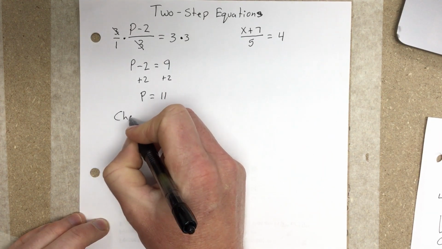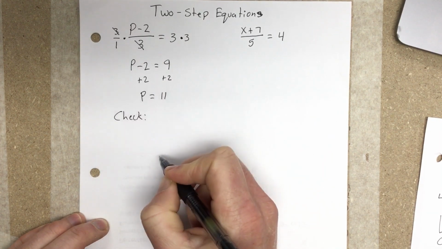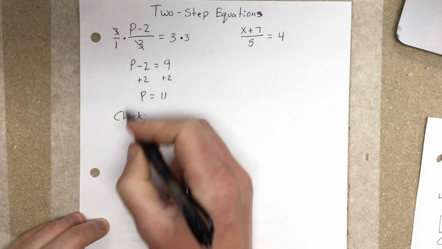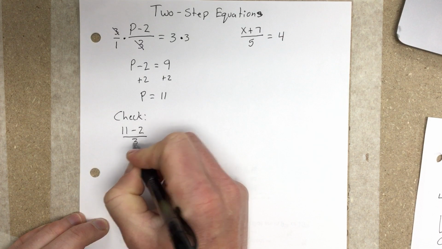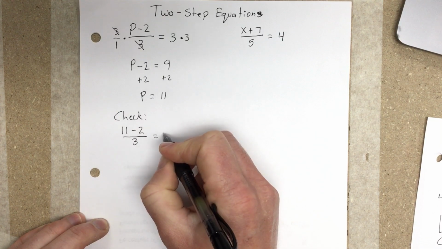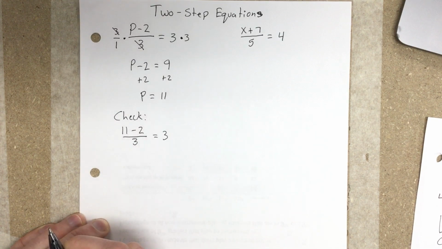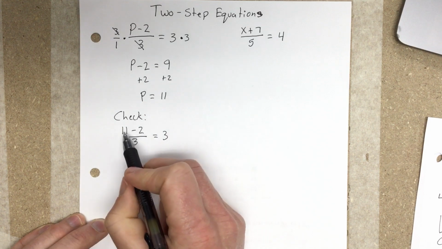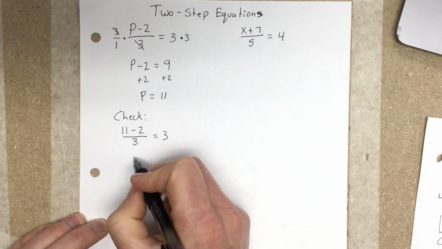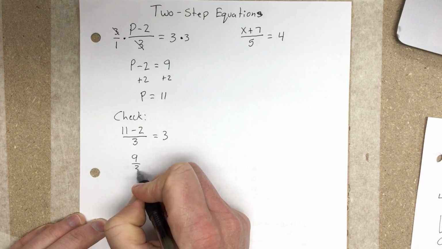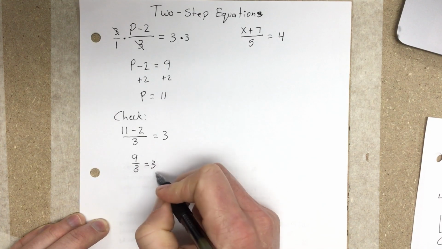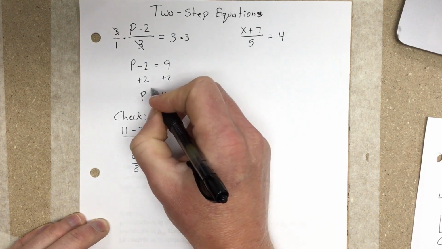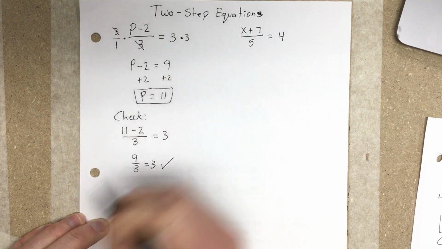I'm going to check it. To check it, I plug it into the original equation. That's 11 minus 2 over 3 equals 3, the original problem. 11 minus 2 gives you 9, so I have 9 over 3 equals 3. And the question is, are those equal? They are. 9 divided by 3 is 3. We check that off, so our solution is p equals 11.